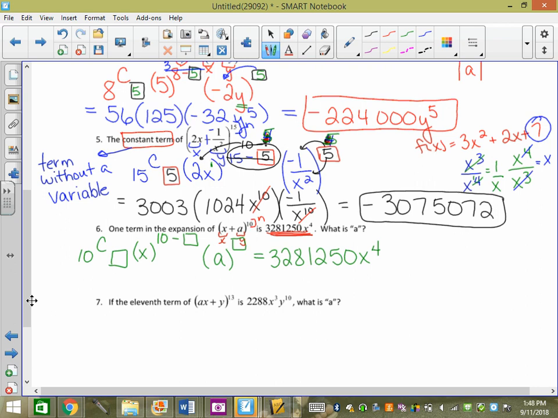Our answer leads us into something here. Try and help me out. I need to figure out what the heck those boxes need to be. Any way of helping me here? Yeah. Yes, we need to find something that makes x to the power 4 because our answer is x to the power 4, right? So what's it going to be? 6, because 10 minus 6 is 4.